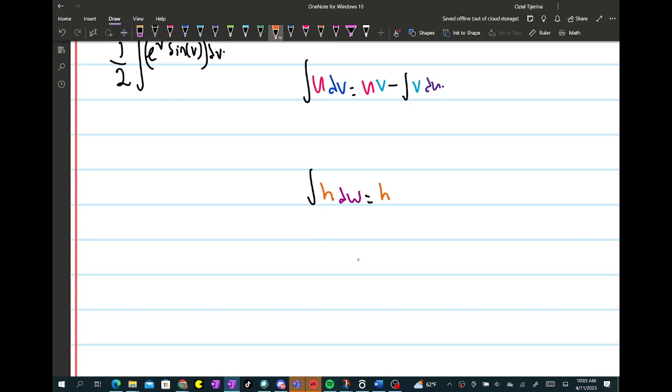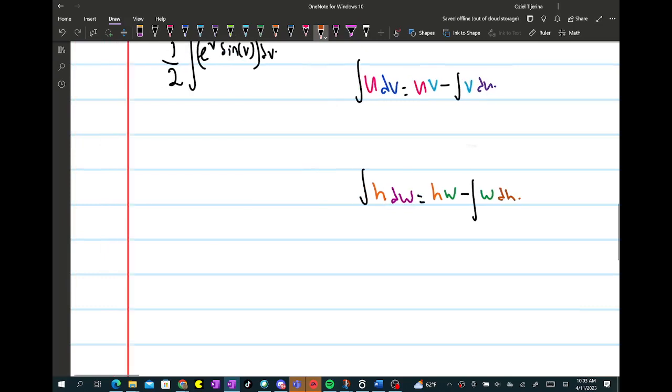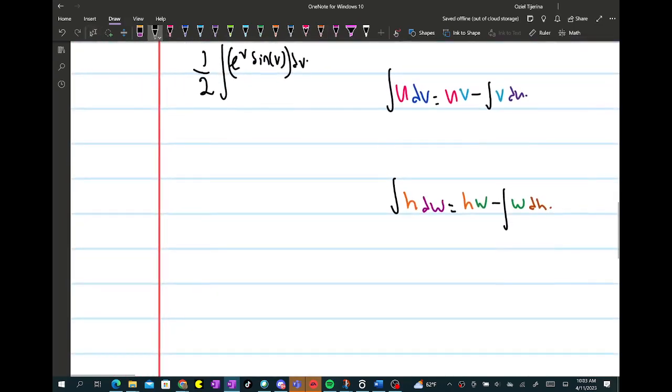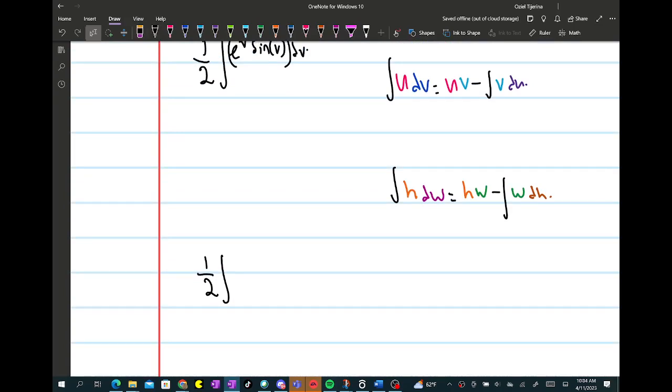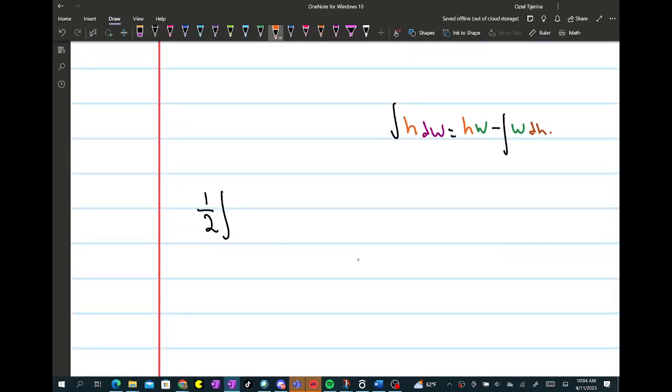It goes HW minus the integral of W DH. So really, we have 1/2 integral of e to the v, and then we have sine of v dv, so it's going to go like this.